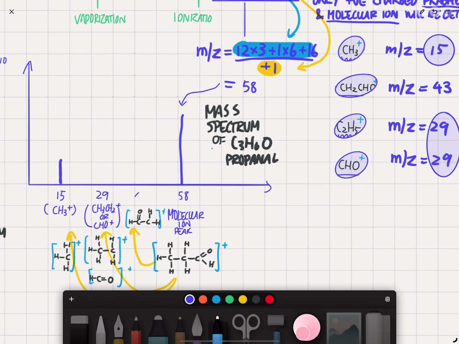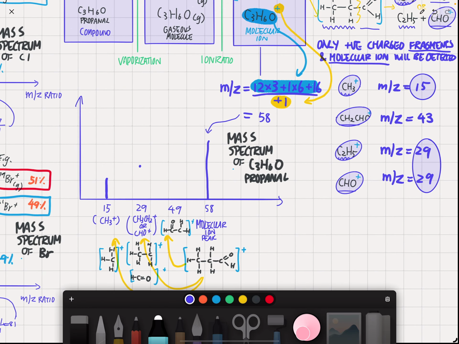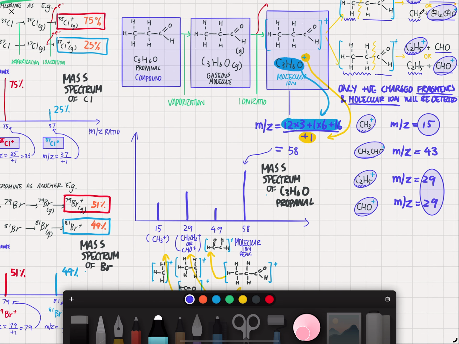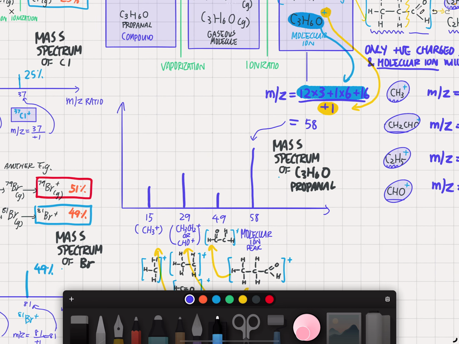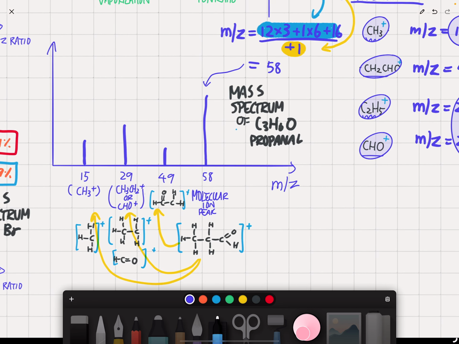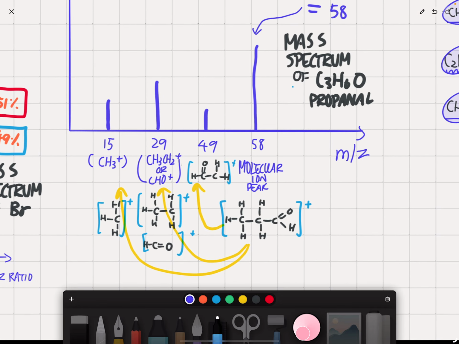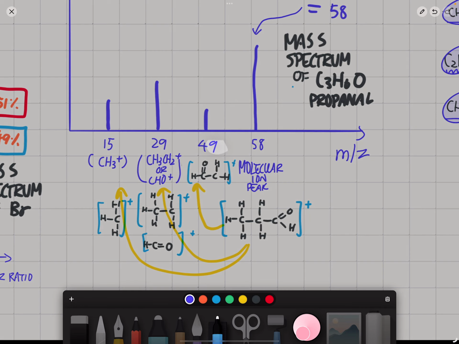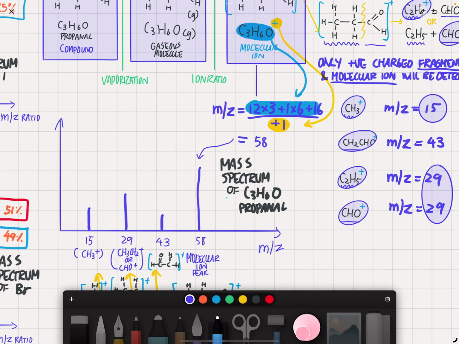So you have a peak of 49 in here. In this case, the height of the peak doesn't really matter. It is the value of the mass to charge ratio that matters. So basically, if you see a mass, so this should be 43, my bad. If you see a difference in mass to charge ratio of 15, this corresponds to the loss of a CH3 group.